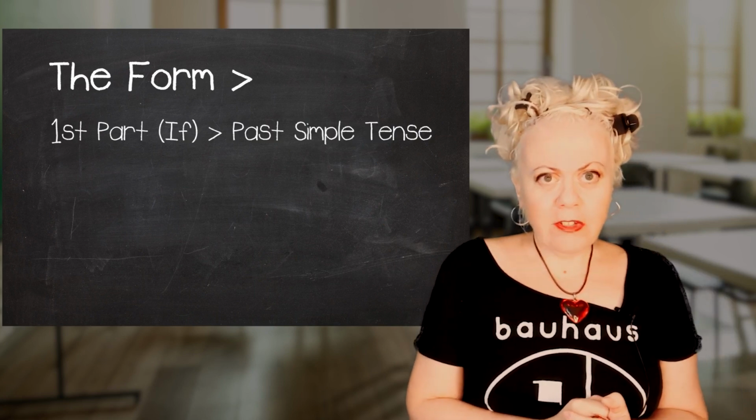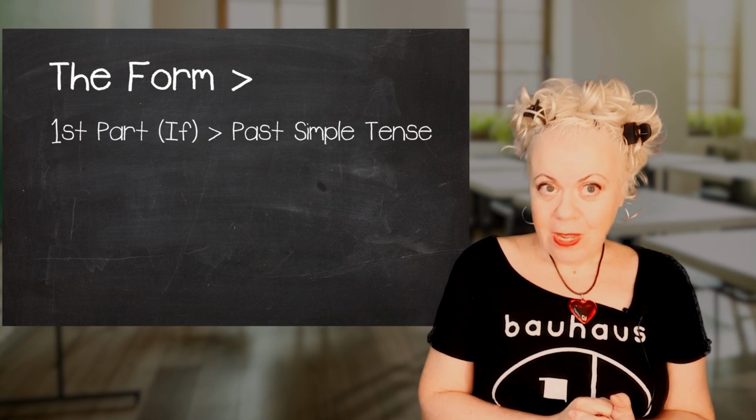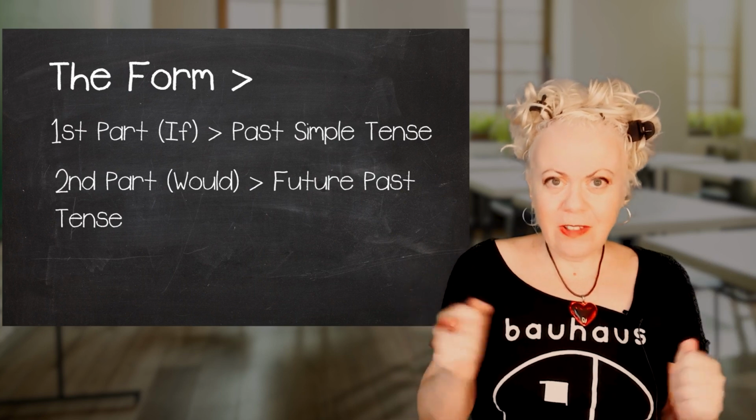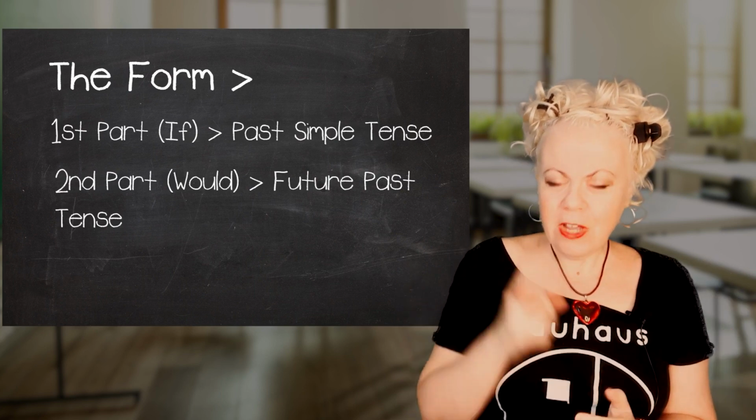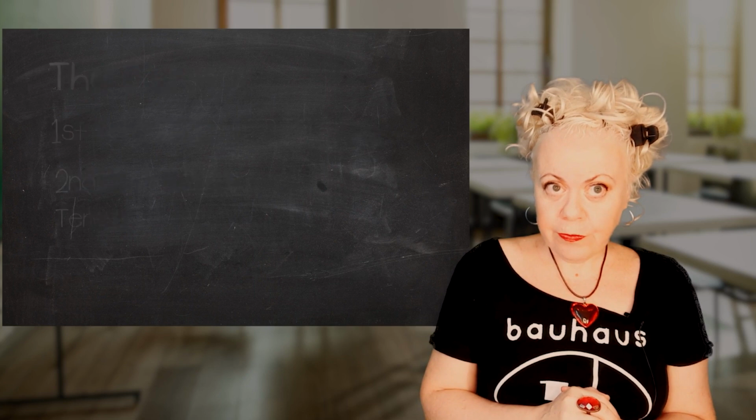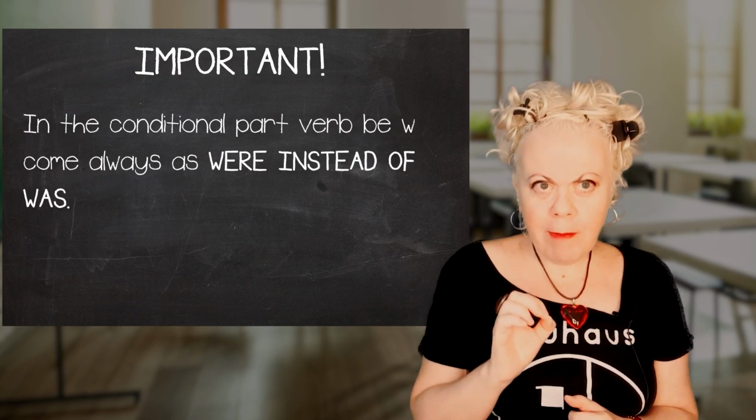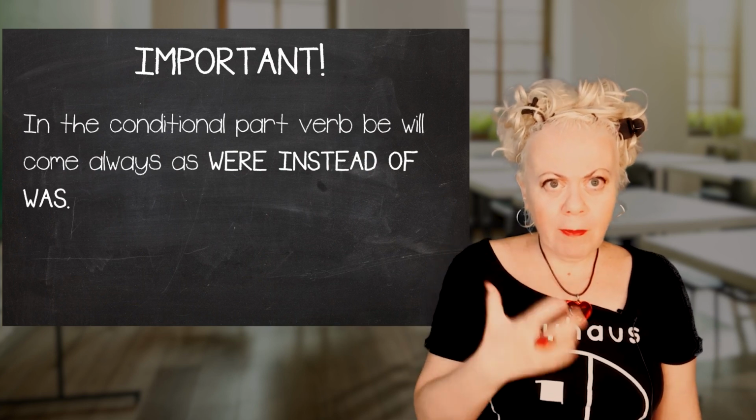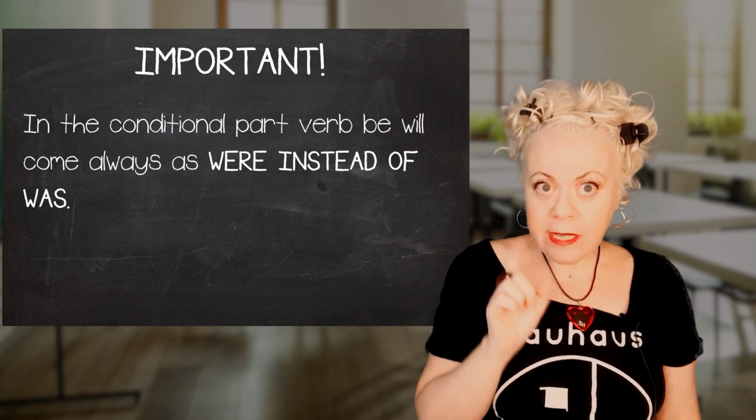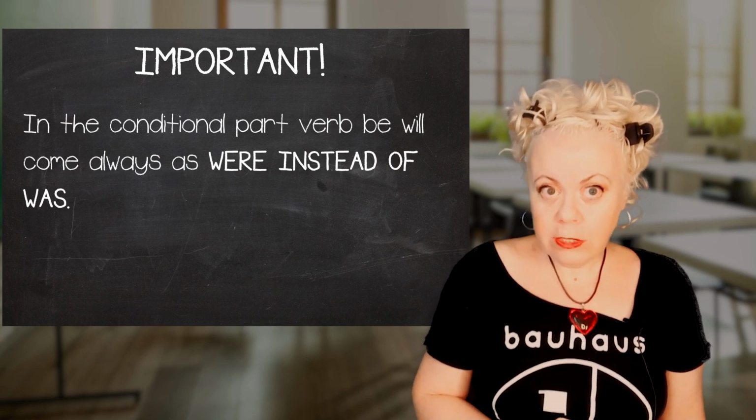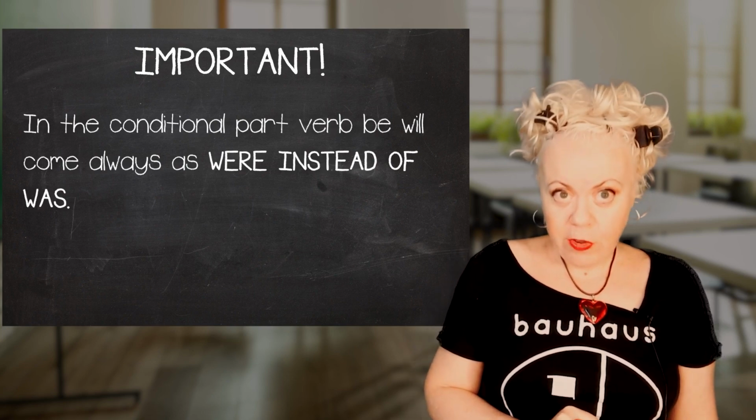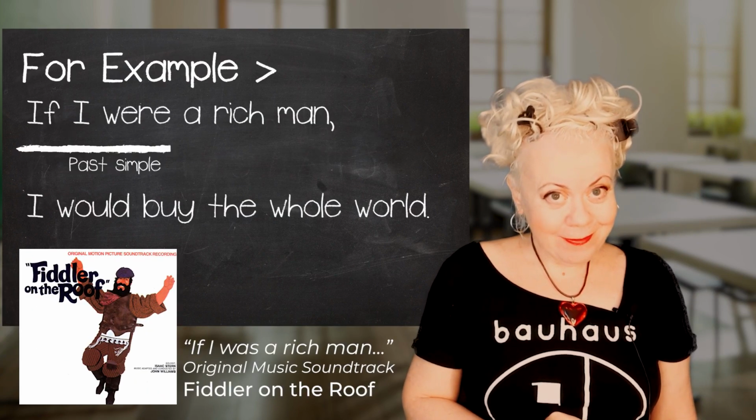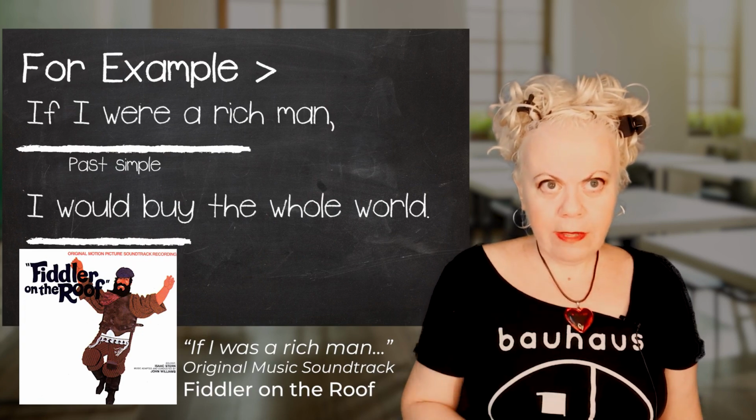The first part of the sentence, if, will appear in the past simple, and the second part, the result, comes in the future past using would. It is very important to remember that in the conditional part, the verb to be will always come as were instead of was. I'll give you an example. If I were a rich man, I would buy the whole world.